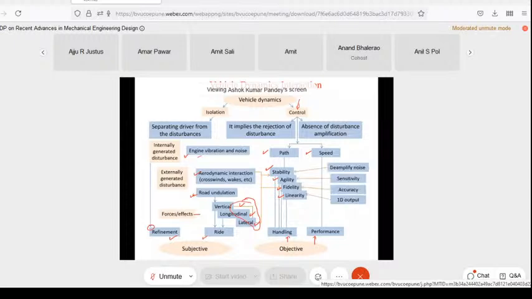So what it shows is that stability means it should not amplify the noise, it should de-amplify the noise. Agility means sensitivity, so it should be sensitive enough to capture the changes that are happening because of these disturbances, and the control should be accurate. And then it should also be linear, so that you get whatever the vehicle wants, the correct path, right?